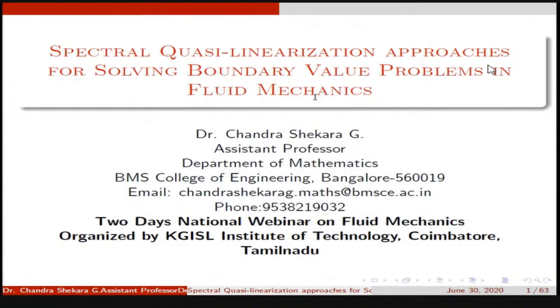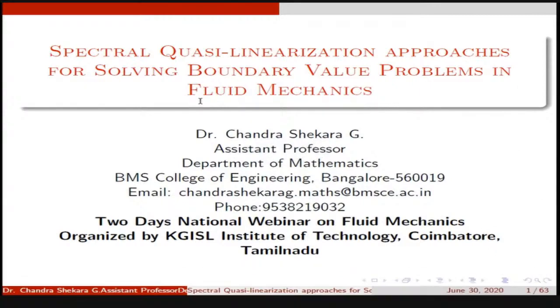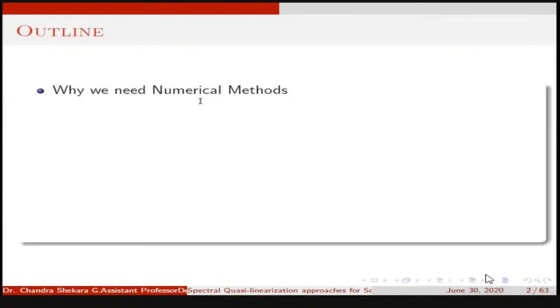First, I would like to give some brief motivation to researchers who have just started research in fluid mechanics. First, I'll explain why we require numerical methods. Then I'll go into the spectral quasilinearization method for solving the differential equations. So the outline of my presentation is, first, a brief motivation on numerical methods, why we require numerical methods.